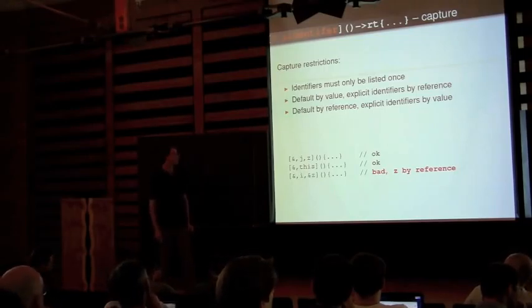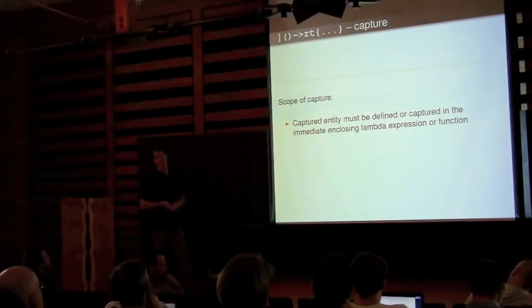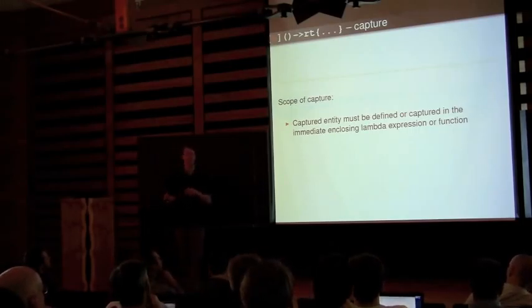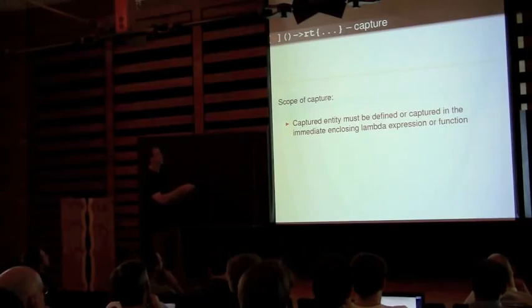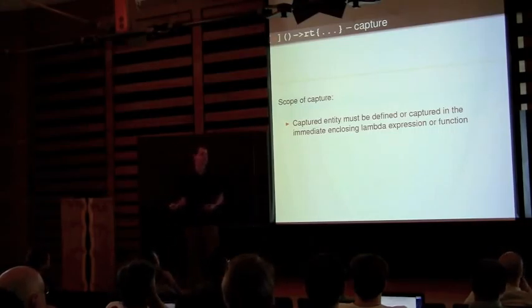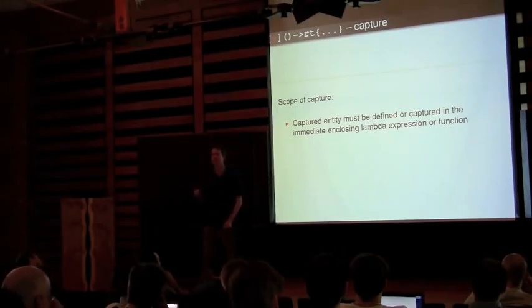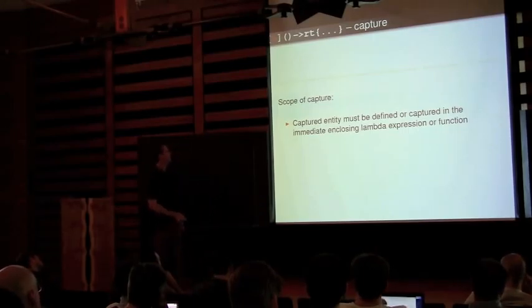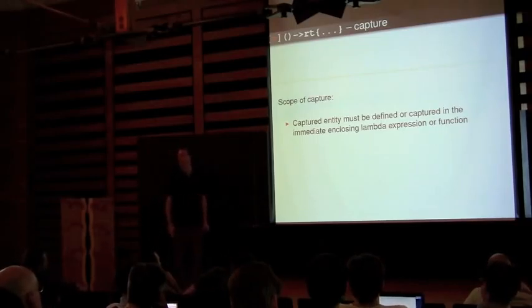All right, so let's talk briefly at least about scope. It's actually not as hard as it looked to me, at least initially. A captured entity must be defined or captured in the immediate enclosing lambda expression or function. So if you just ignore the enclosing lambda expression part at the moment, you already know all the other parts, right? You do this all the time. You use some variable as local because it's within the nested curly braces where you can use it. So nothing surprising there. It's trying to untangle what enclosing lambda expression might be that we'll probably just work on right now.